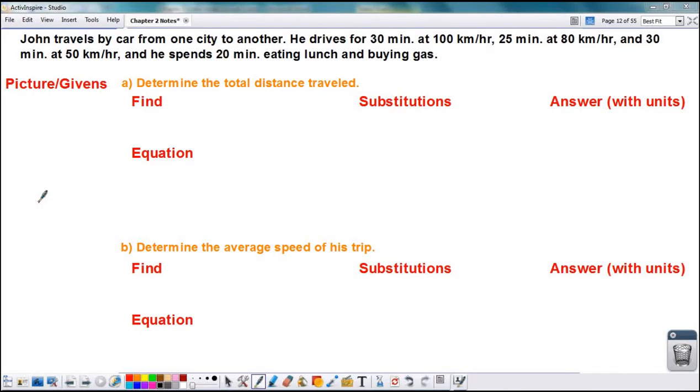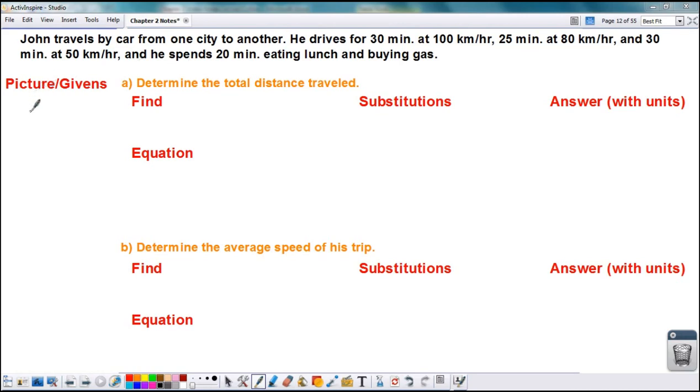Okay, so we're going to go ahead and do an average velocity problem. The problem says, John travels by car from one city to another. He drives for 30 minutes at 100 kilometers per hour, 25 minutes at 80 kilometers per hour, and 30 minutes at 50 kilometers per hour, and he spends 20 minutes eating lunch and buying gas.